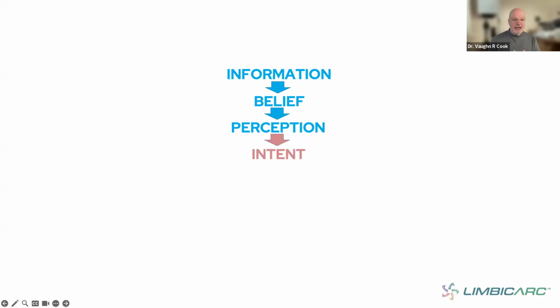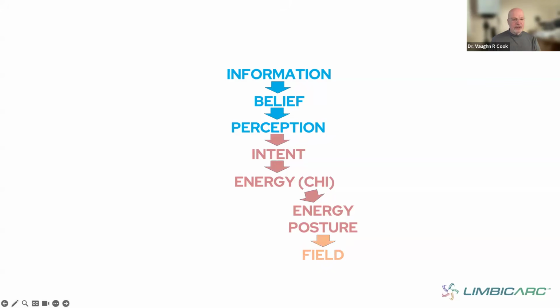Perception then leads to intent, and intent directs energy. In Chinese medicine, it's called qi. When we get to the energy part, it breaks into two different directions. The first direction is it will change your energy posture, and your energy posture determines what's called your field. You might think of your energy posture as almost your character.